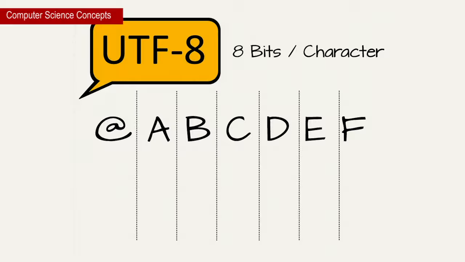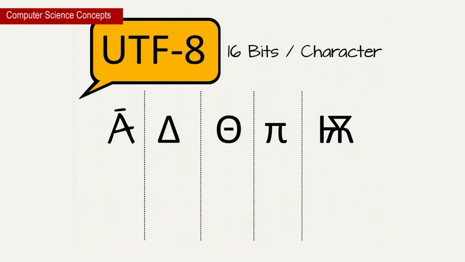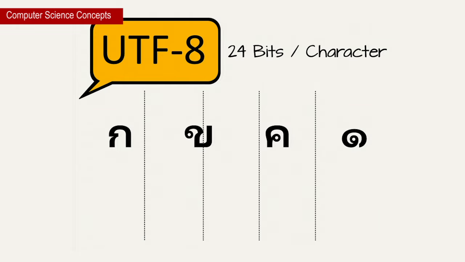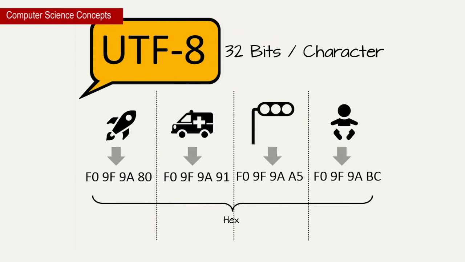Here are a few examples of characters encoded in 1 byte, 2 bytes, 3 bytes, and 4 bytes.